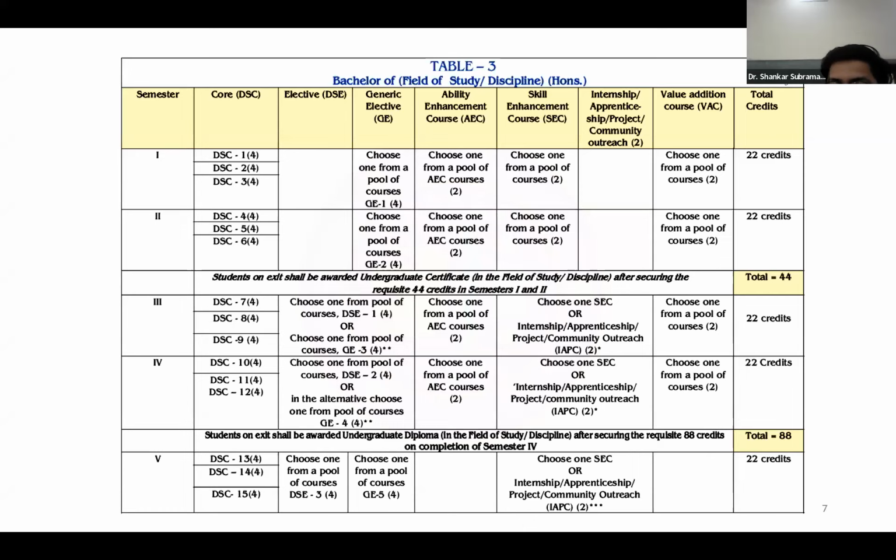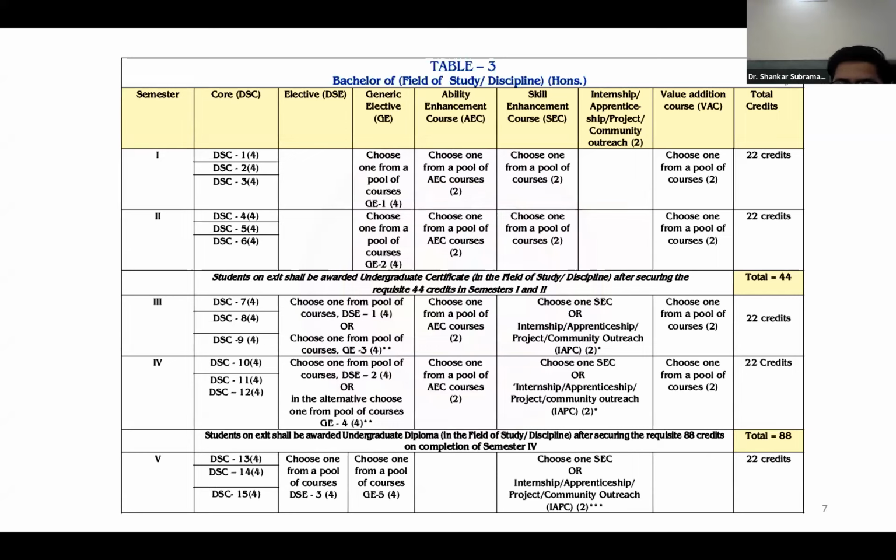Or in lieu of SEC, you can have an internship or an apprenticeship or project or a community outreach in the form of IAPC. So either of these can be taken in place of SEC. Similarly, we will be having a value addition course paper again in this semester also. The same pattern repeats for the fourth semester. And at the end of fourth semester, the student accumulates a total of 88 credits as mentioned before, and he or she is eligible for an undergraduate diploma in the field of study or discipline.